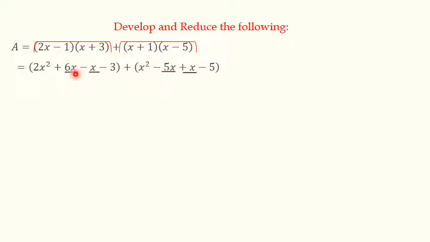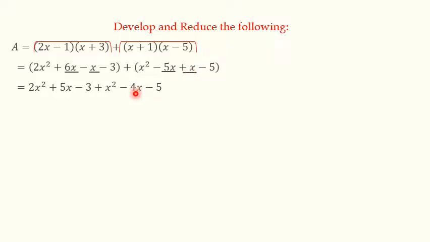When we have the same variable with an addition or subtraction sign, in this case just subtract the coefficients. 6 minus 1 is 5. So it's 2x squared plus 5x minus 3. And here we have minus 5x plus x. When we have different signs, as we said in the previous chapters, I write the sign of the greater number and find their difference. Minus 5 plus 1, it's minus 4x.